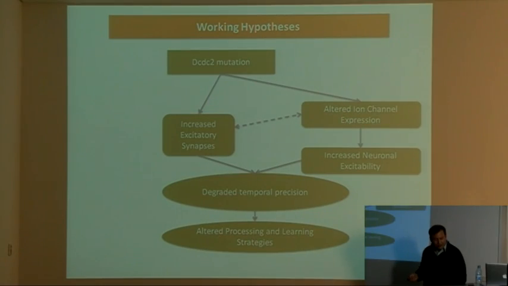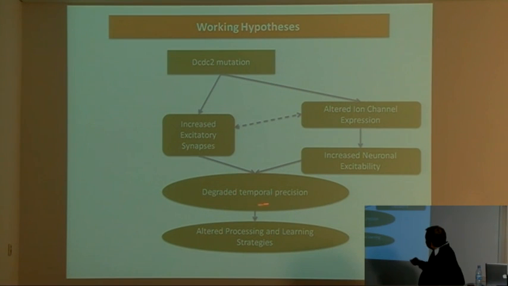Okay. So that leaves us with a summary of this part. What we have is this DCDC2 mutation, which is the gene that right now has got the best evidence for being associated with dyslexia. We might have altered ion channel expressions, probably indirect. We've got some increased neuronal excitability and degraded temporal precision, and now we think that would lead to altered processing and maybe altered learning strategies.